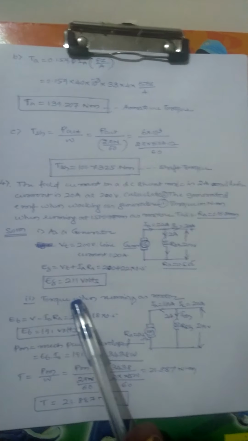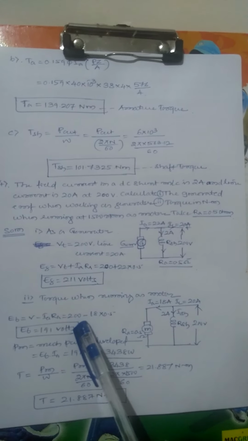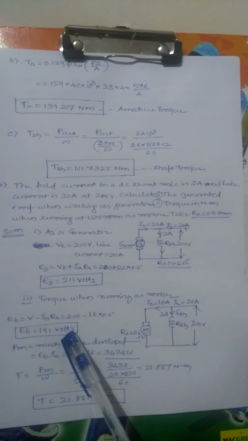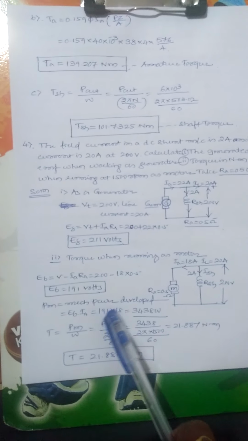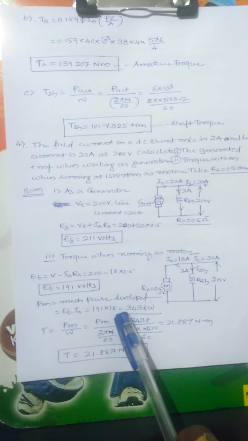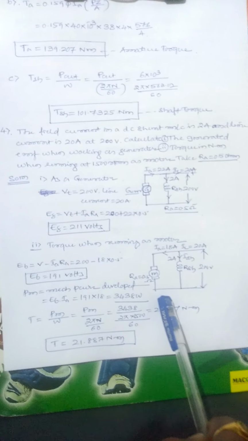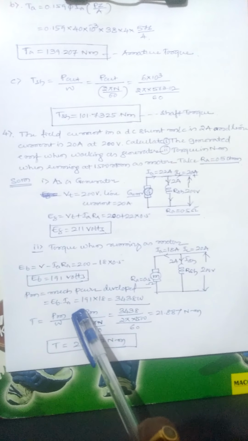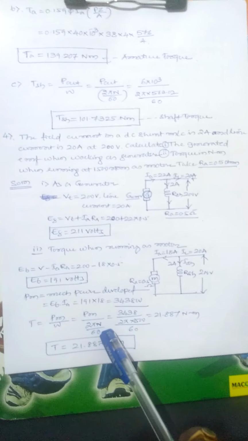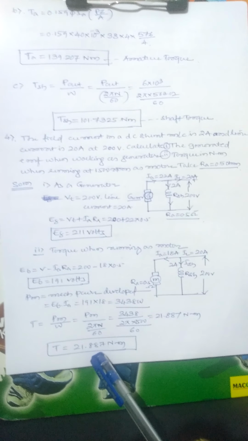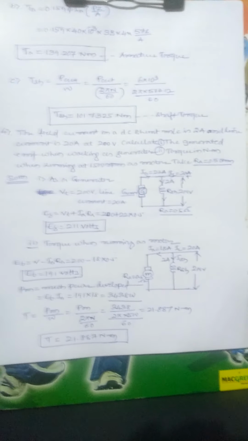As a motor, find the torque when running as a motor. EB equal to VA minus IRA, 200 minus 18 into 0.5, that is 191 volts. That is EB. The mechanical power developed is EB I, 191 EB, I is 18. We get 3438 watts. Next, TA equal to mechanical power divided by omega. Mechanical power is 3438 watts. Omega is 2πN by 60. Just we get T, that is 21.887 Newton meter. Stop the video.